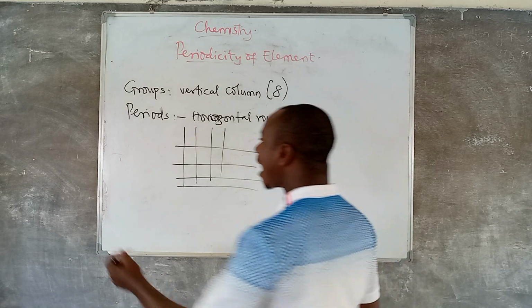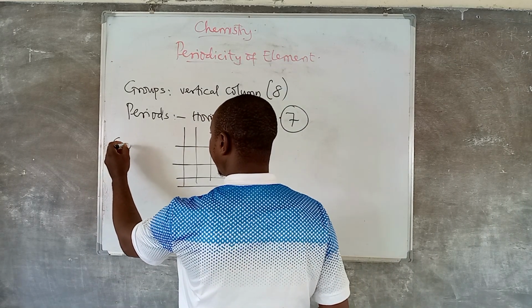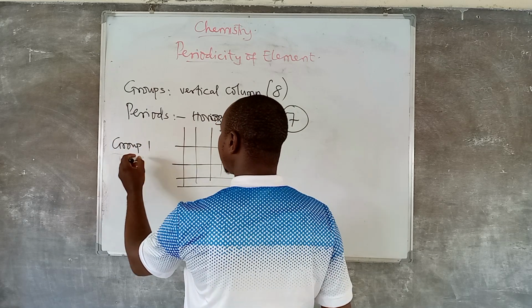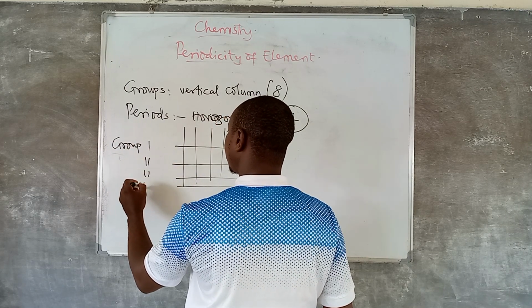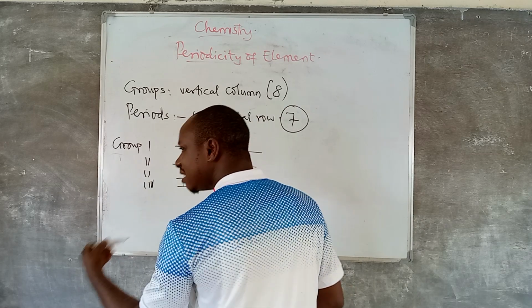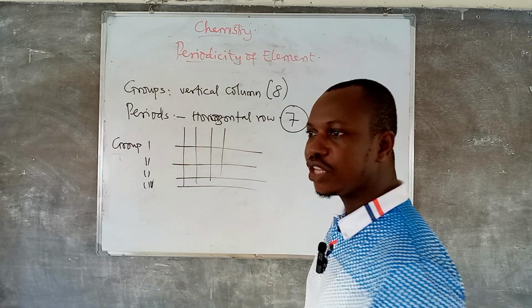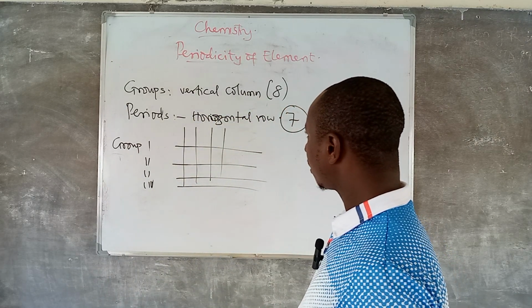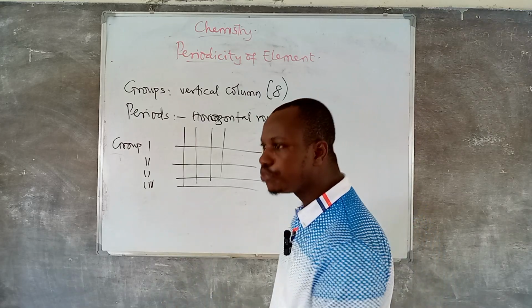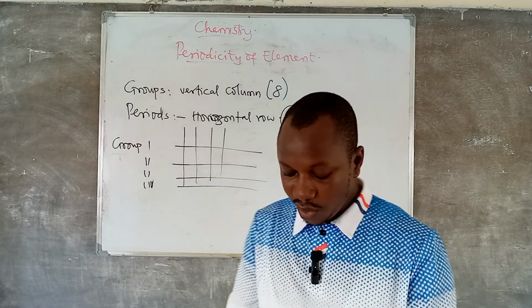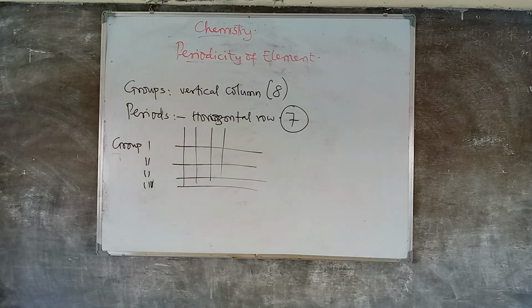That is to say that we have group one element, group two element, group three, group four, five, six, seven, up to zero. Group zero or group eight are the noble gases. And we have 7 periods. We are going to look at the characteristics of elements in the same group.